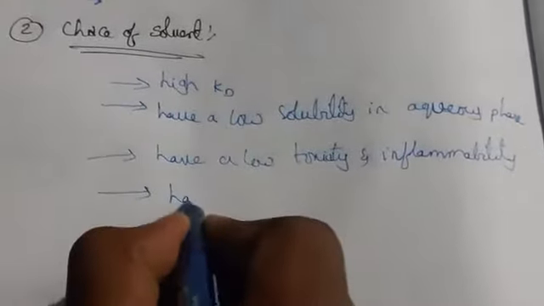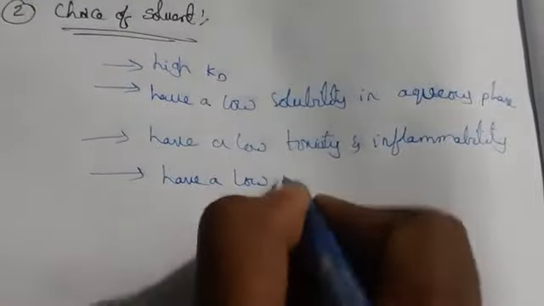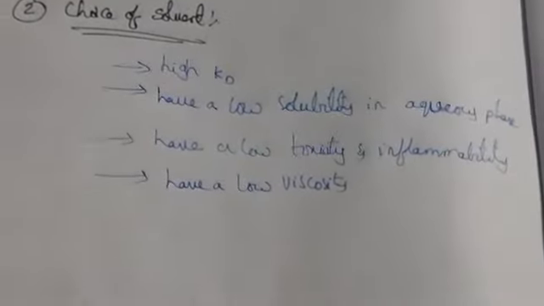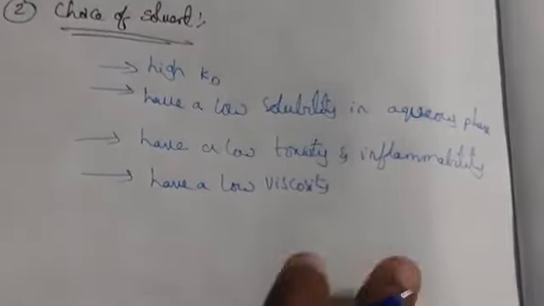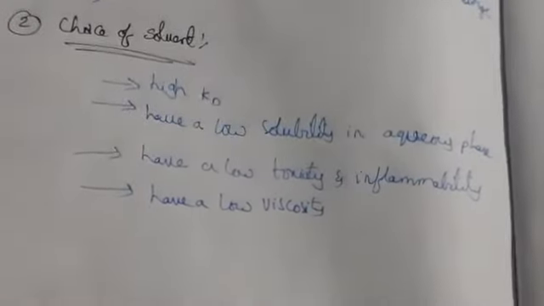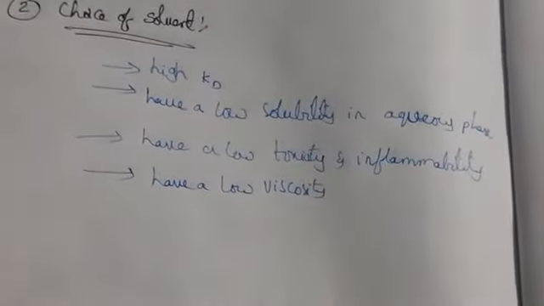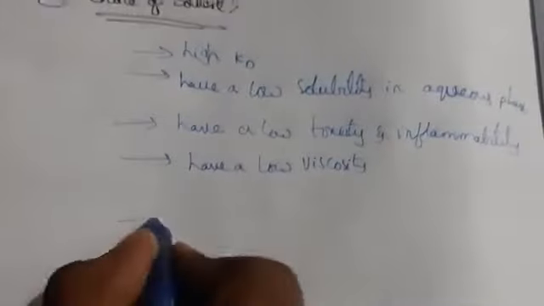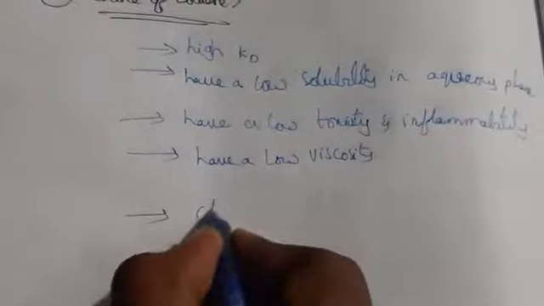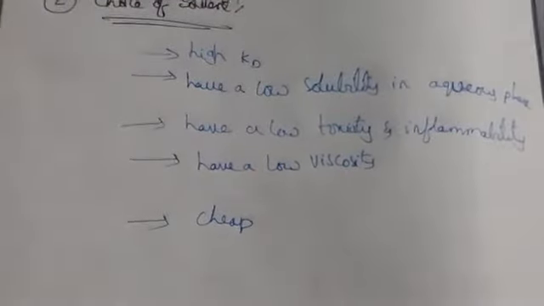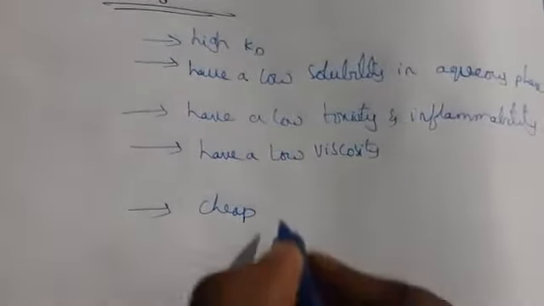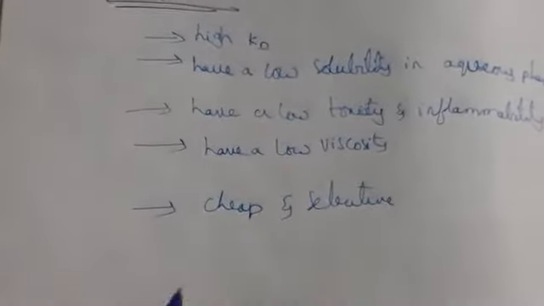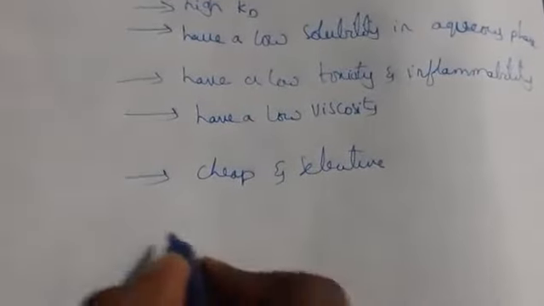It should also have a low viscosity. Low viscosity is also about a very low poisonous nature. And the density of the solvent should differ from that of the aqueous phase, so they have different densities. The solvent we are taking should be very cheap, it should be selected properly, and it should be very selective and easy to recover.